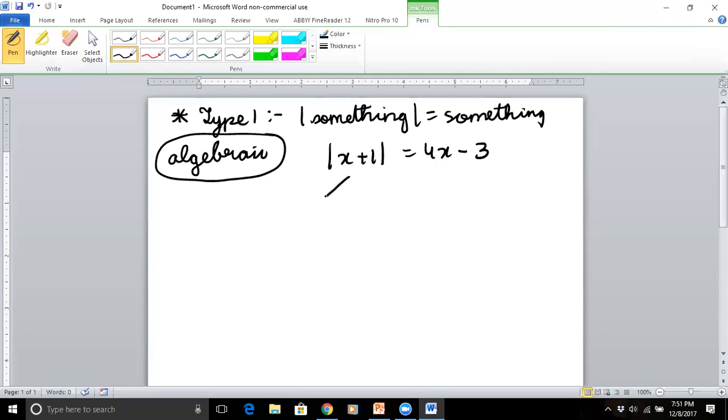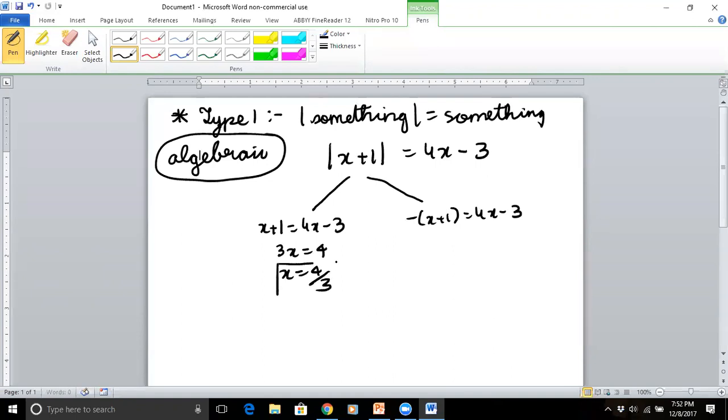I'm going to split open this modulus based on the definition. So I'm going to get x plus 1 is equal to 4x minus 3. That would be one equation. And I'm also going to get minus of x plus 1 is equal to 4x minus 3. That would be the second equation. Now I'm going to solve for this. I'm going to get 3x is equal to 4, so x is going to be equal to 4 by 3.